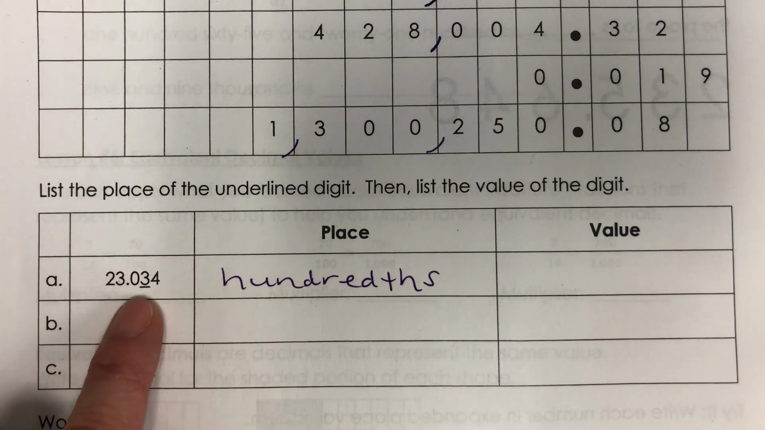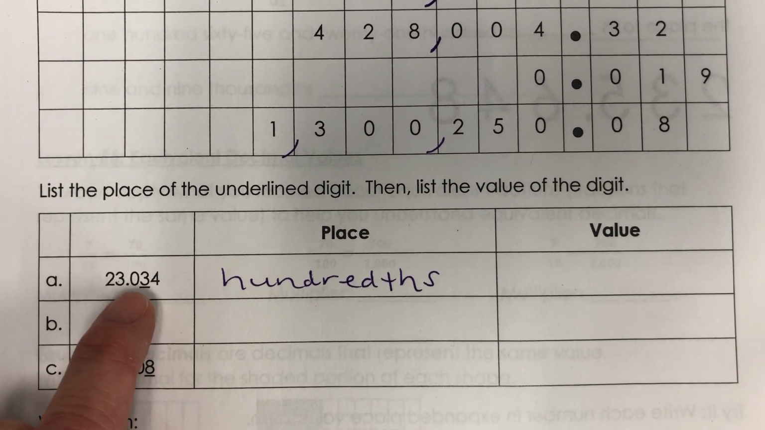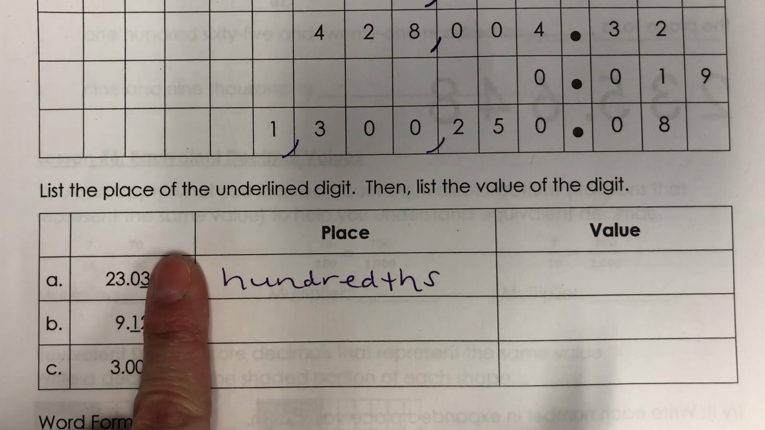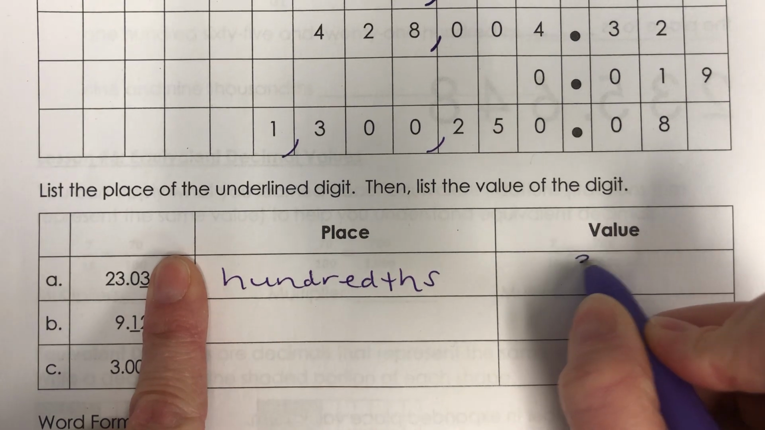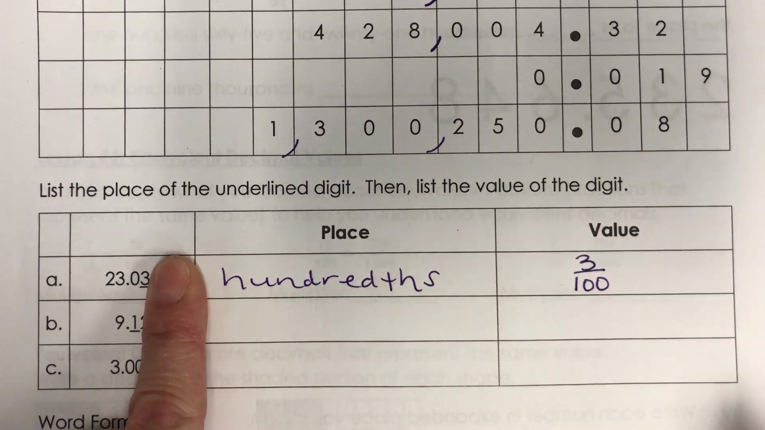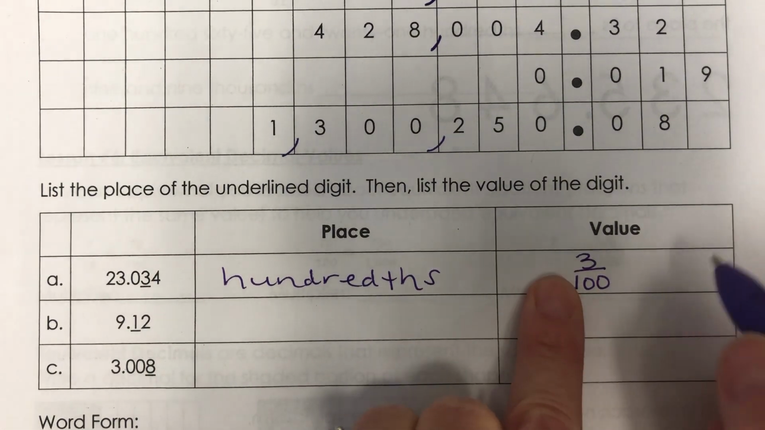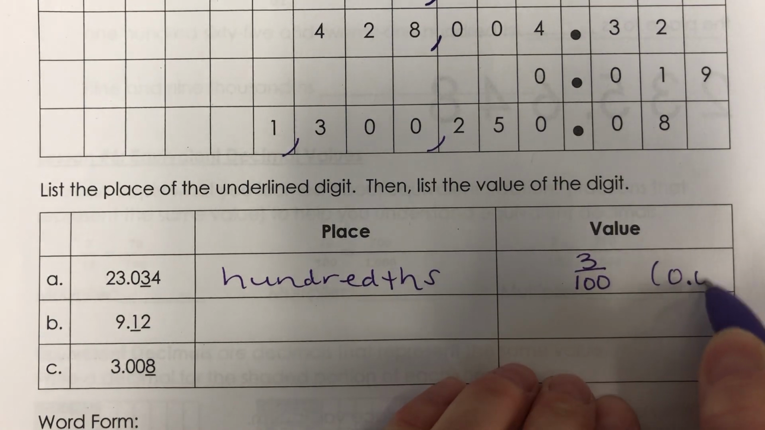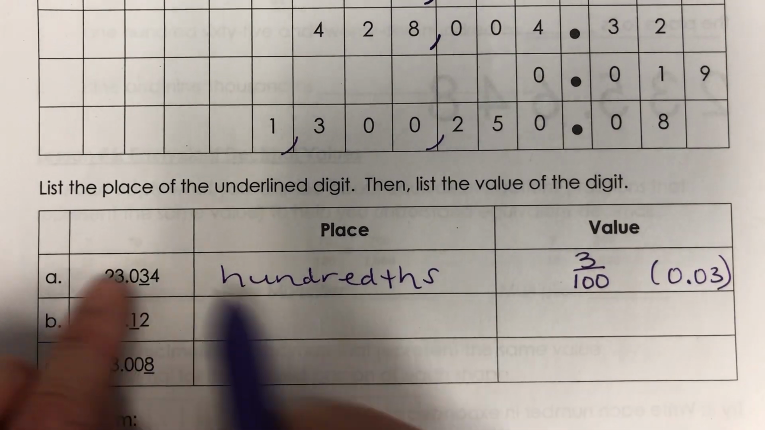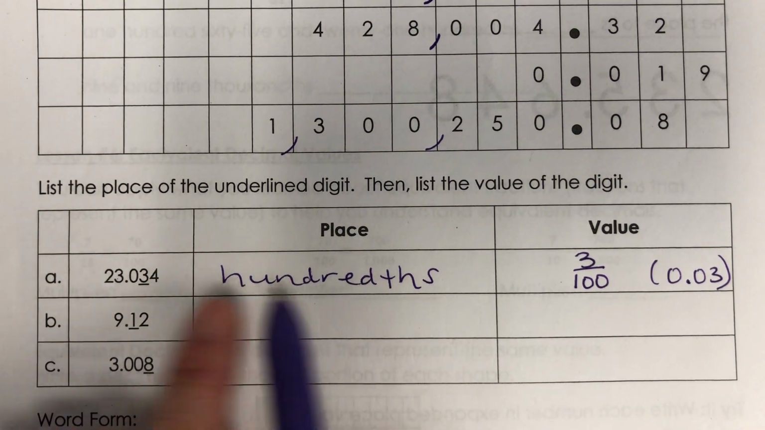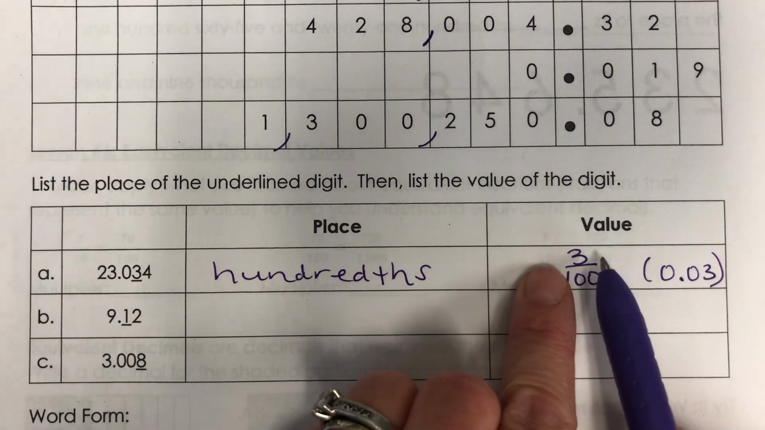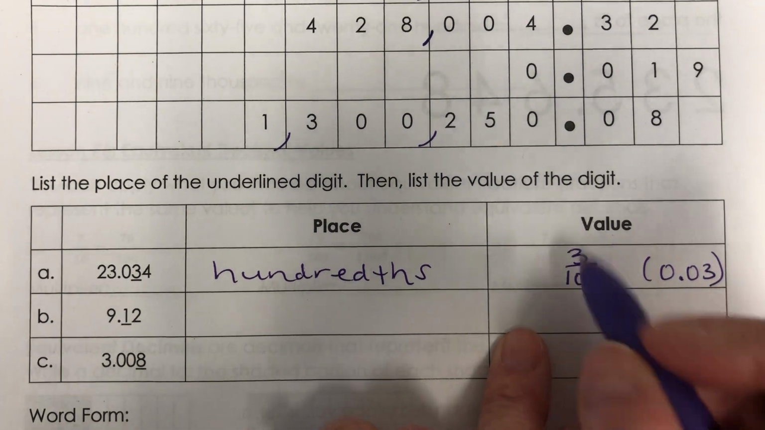Now we want to know how much this is worth. It's worth 3 hundredths. If we only had 0.03, I could write that as a fraction as 3/100ths. Isn't 3/100ths the same as 0.03? Yes, and that's what we see right here. So if it's in the hundredths place, that means it is worth 3/100ths. This is what I want you to have.